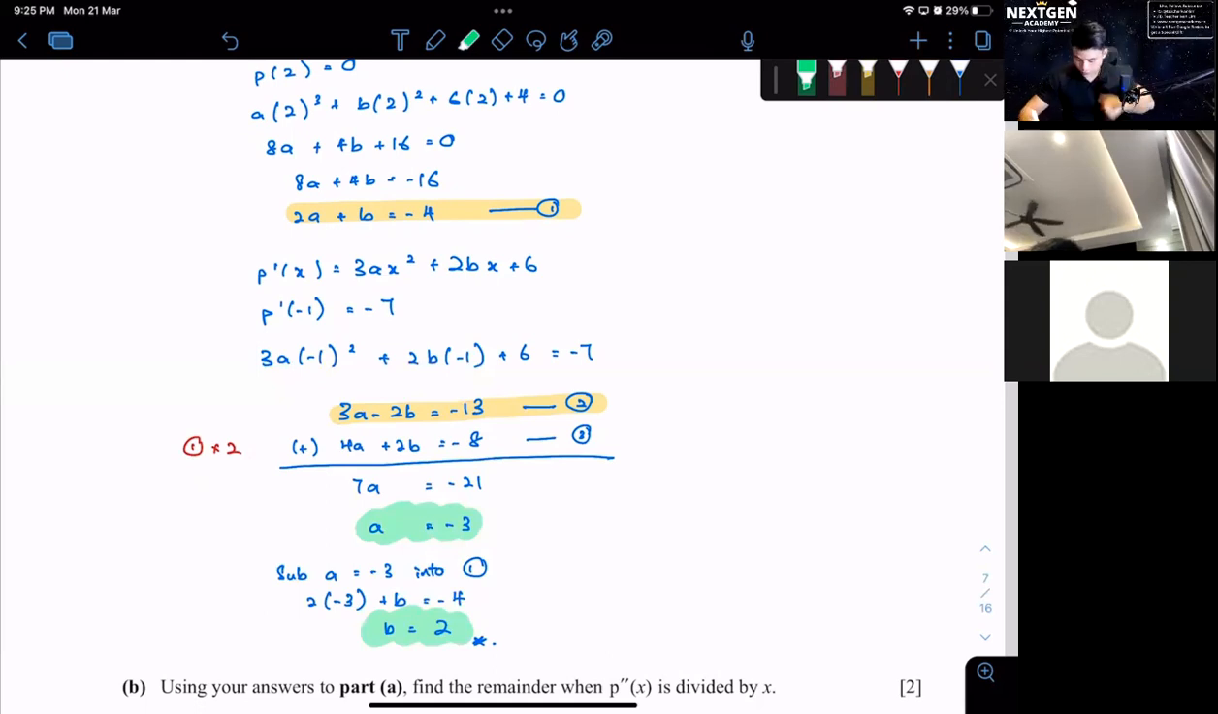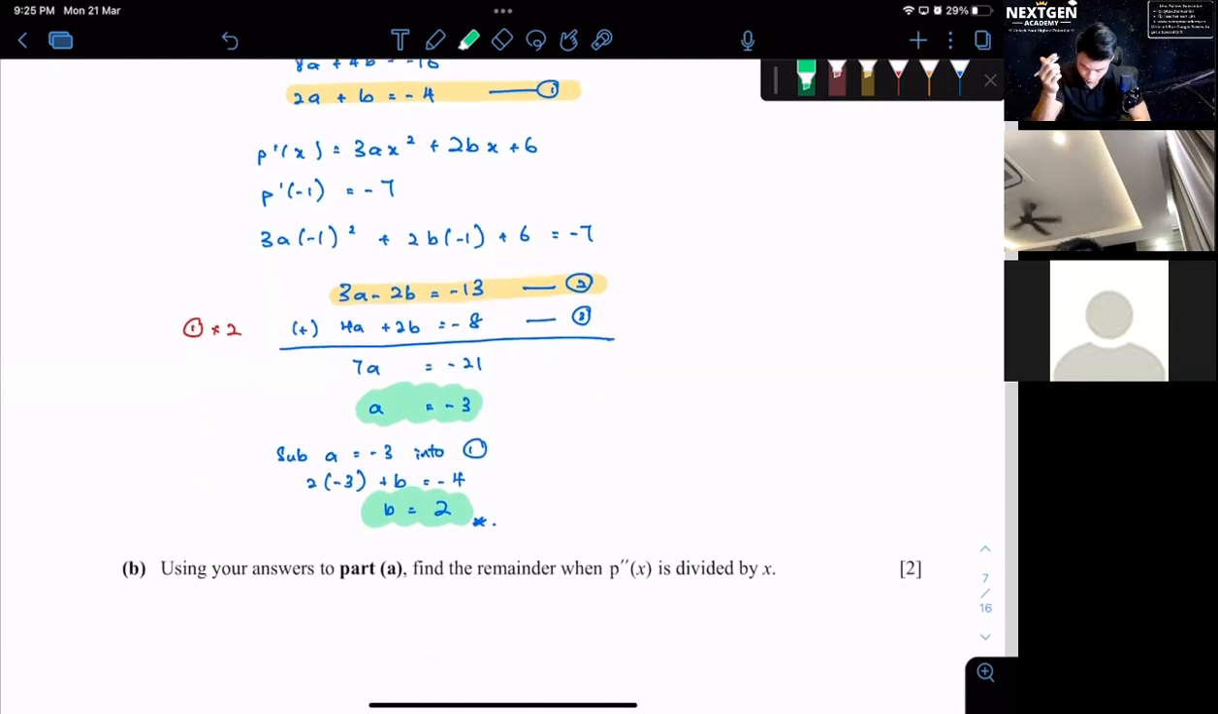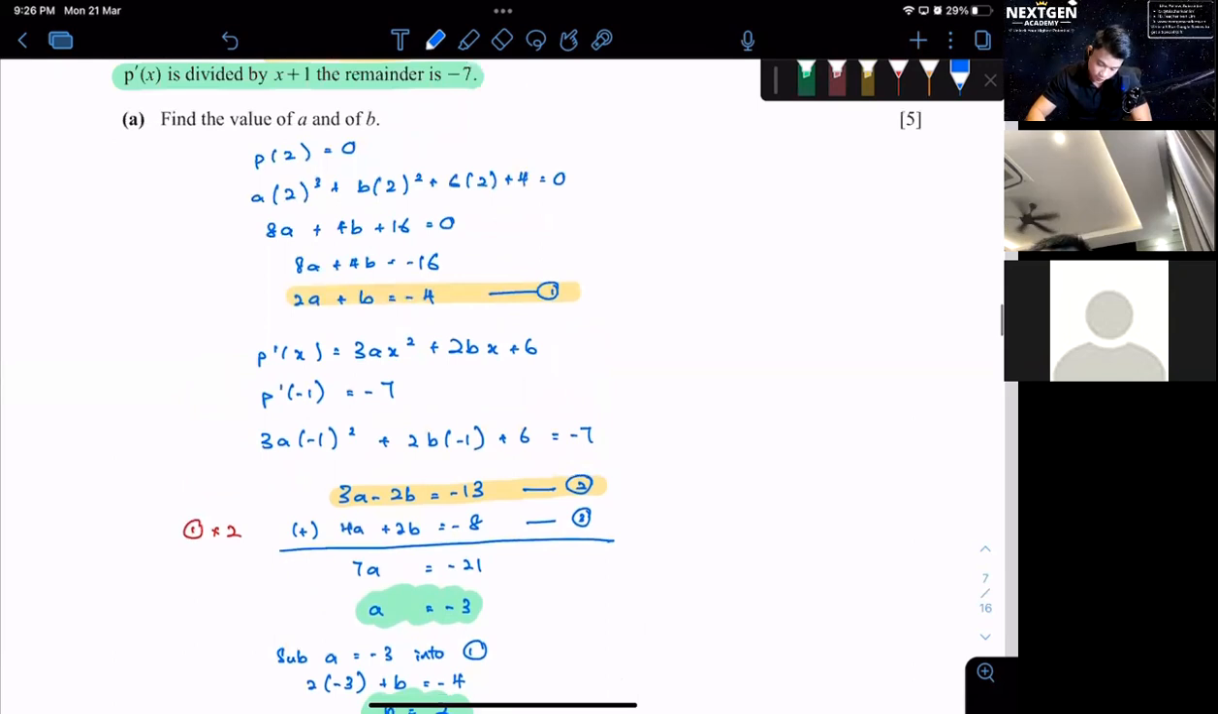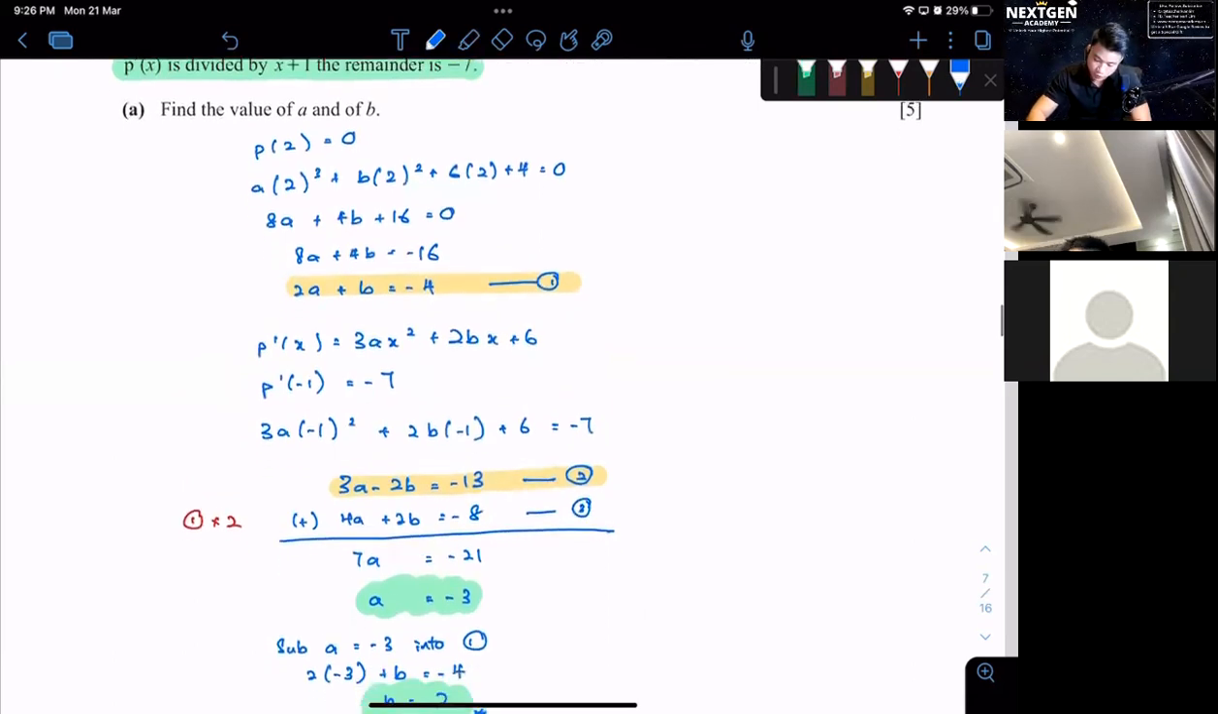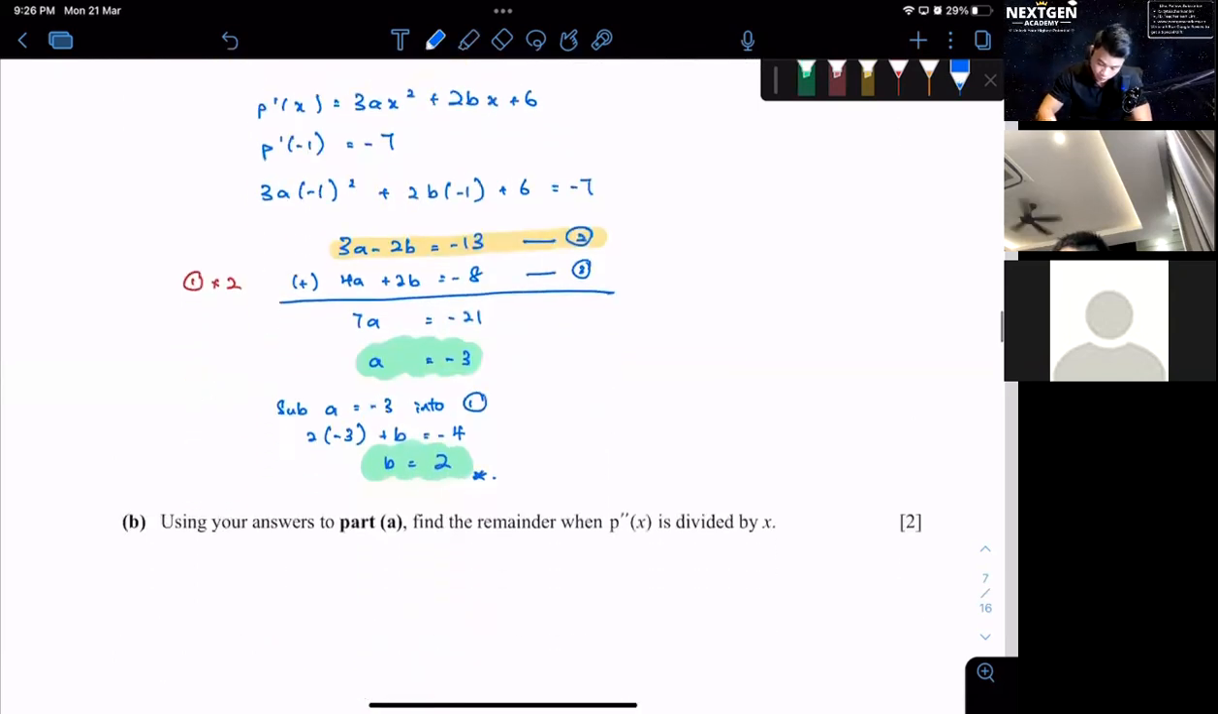Okay, let's go next one. Okay, question B. Using your answers to part A, find the remainder when p double prime x is divided by x. Okay, let's see how to do this question. So you have to find what is p double prime x first, which we already have found just now. So let's sub in what's the a and b value. This one, if you get a and b value wrong, this part here 100% also wrong already.